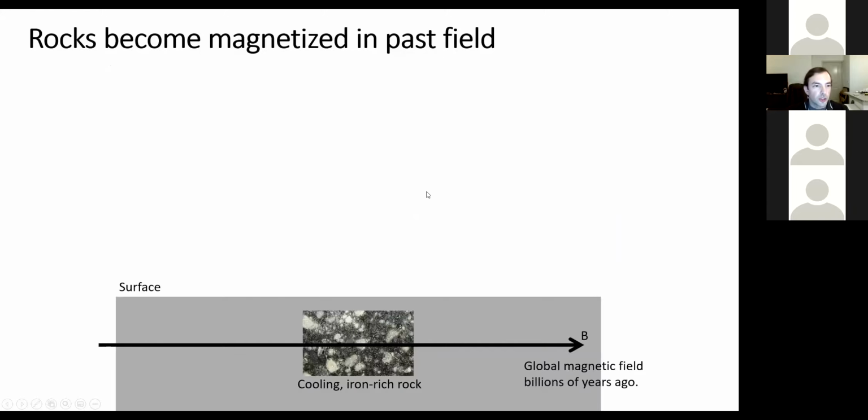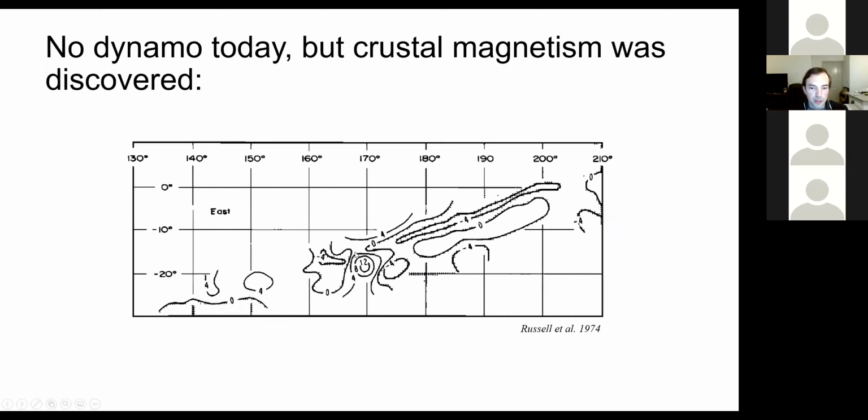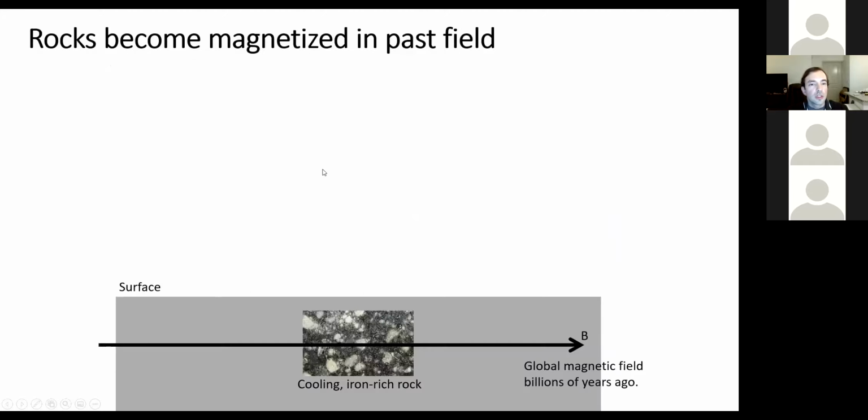And just to review what you're looking at in that map. It's kind of old now, this map, but it shows you that the magnetic field here, at 170 degrees longitude, is 12 nanoteslas, those are units. And how did that happen? How did the rock in the surface get magnetized?